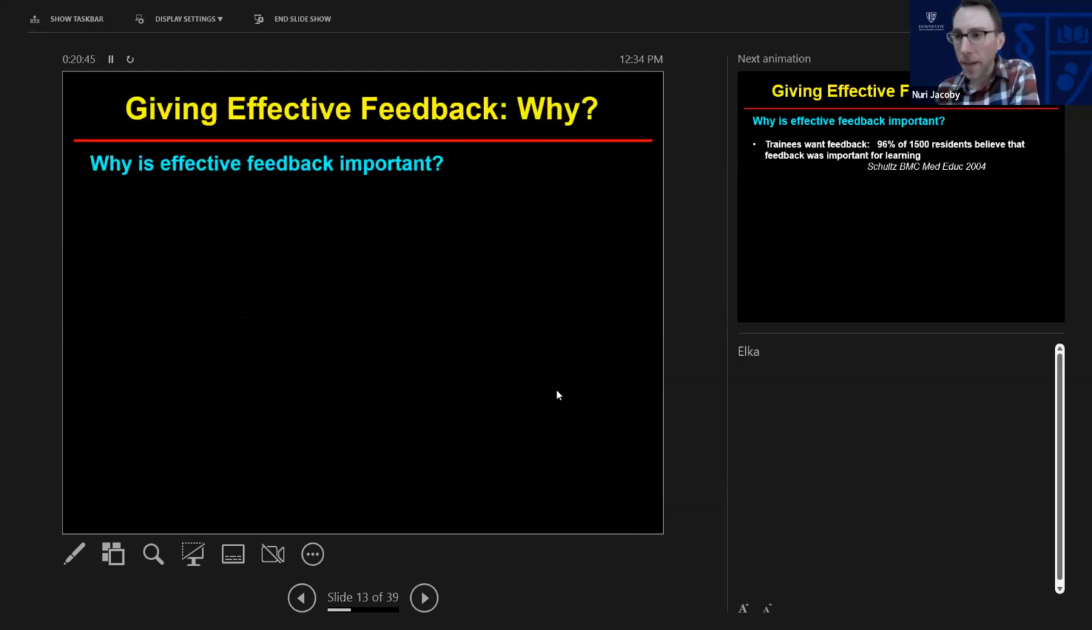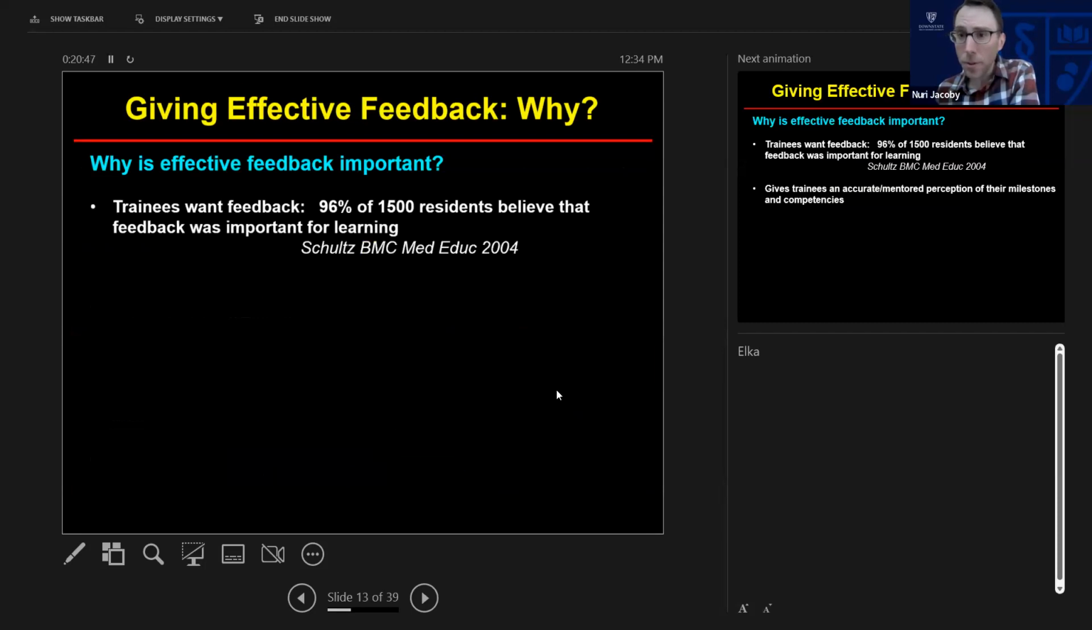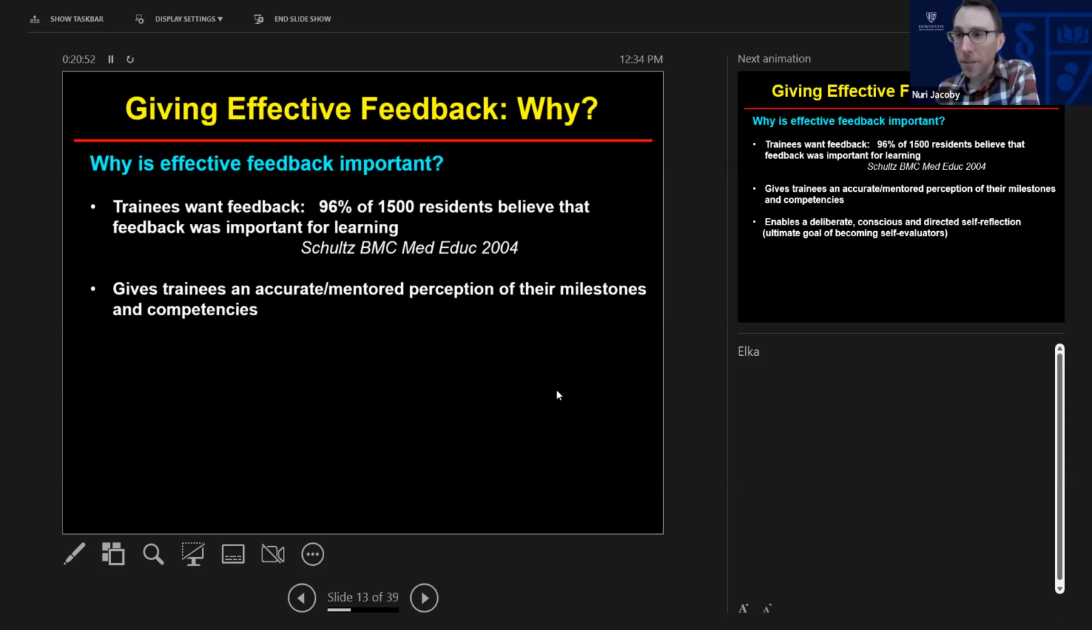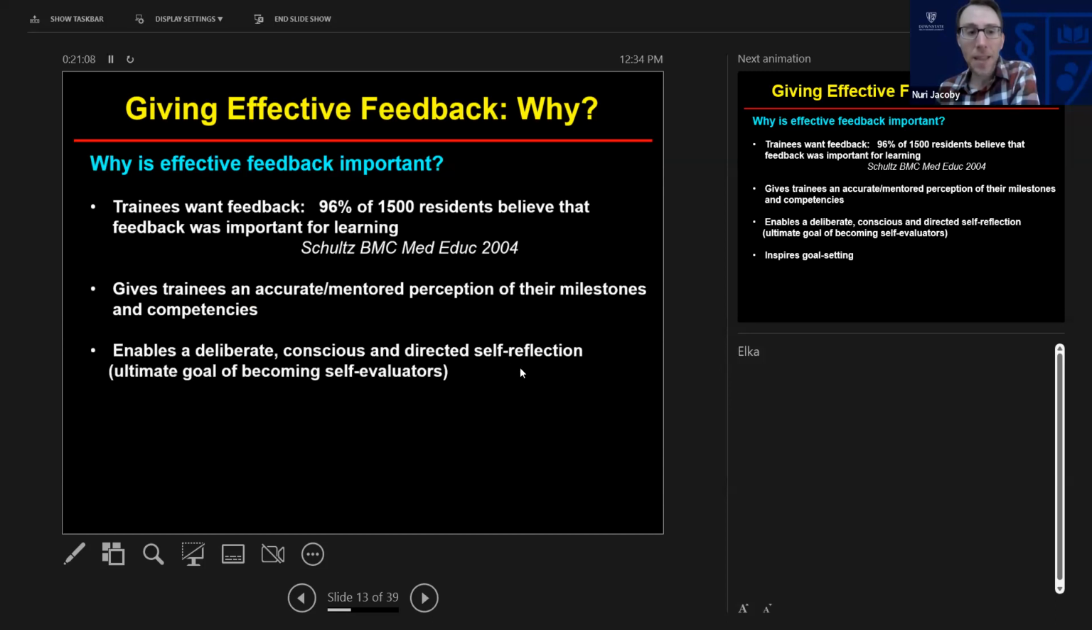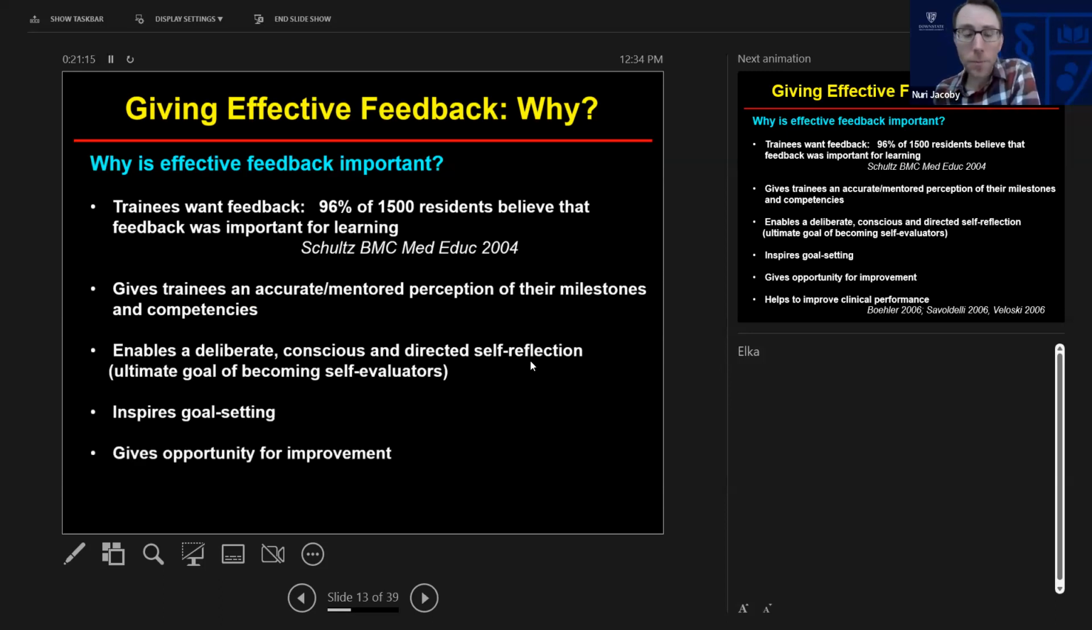Why is effective feedback important? I think a lot of you already know this, right? Trainees want feedback. 96% of 1,500 residents, surveyed in 2004, and I think that people recognize how important feedback is more now than compared to 2004, believe that feedback's important for learning. It gives trainees an accurate perception of their milestones and competencies. As I mentioned, it really allows for directed self-reflection, and it inspires goal setting so people know what they should improve on and how to improve.